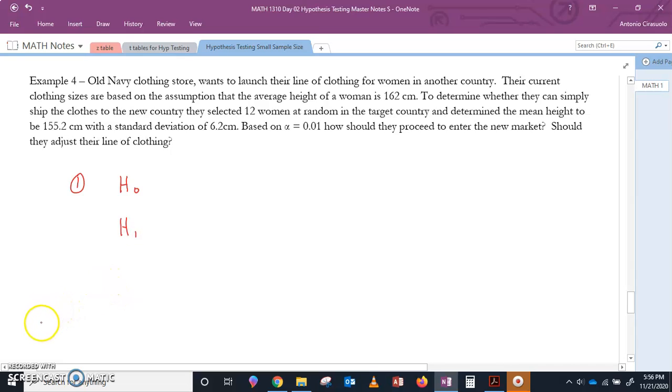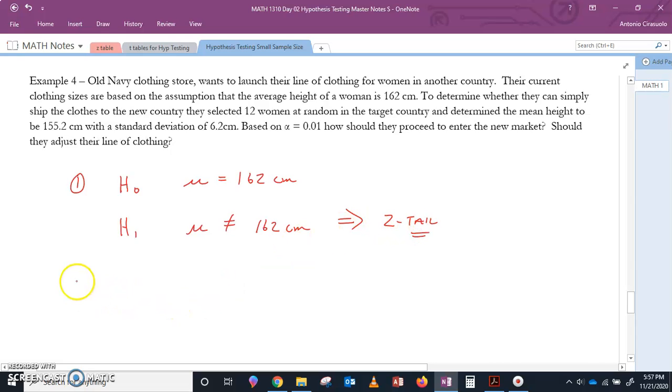Pause the video and see what you come up with. So if you notice in this question, there is no direction given. So we are stating that the mean is equal to 162 centimeters, or the mean is not equal to 162 centimeters. As a result, this gives us a two-tail situation.